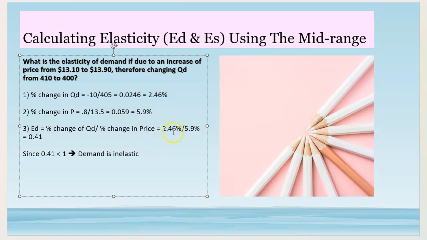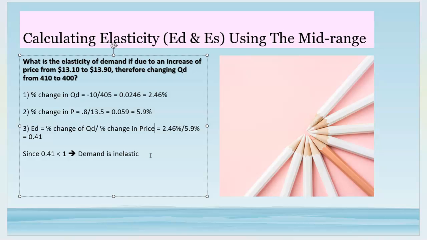So the quantity change is 2.46, the price change is 5.9. This gives us an elasticity of 0.41. This is inelastic demand. And because demand is inelastic, it means the consumer is not flexible in their purchases. They're stuck on this product, they're willing to pay the higher prices. Either, as I said, they have real strong brand loyalty, or they're stuck somehow because it's very difficult for them to get it from anywhere else.